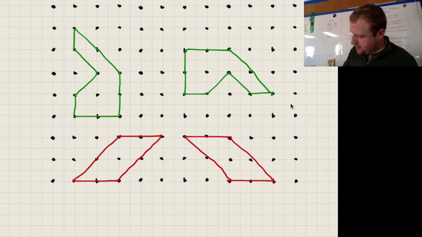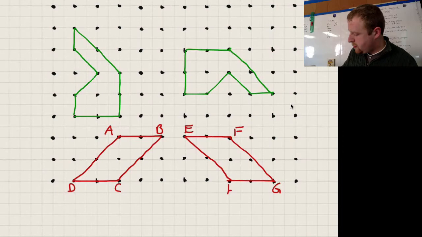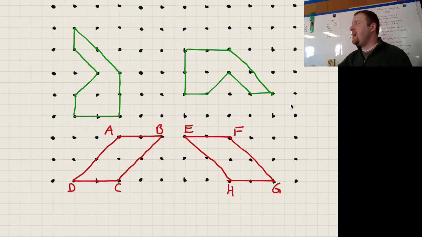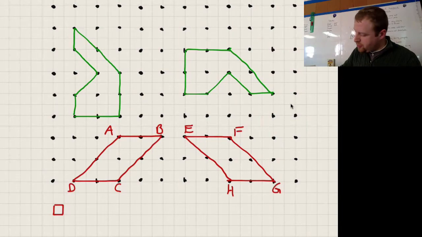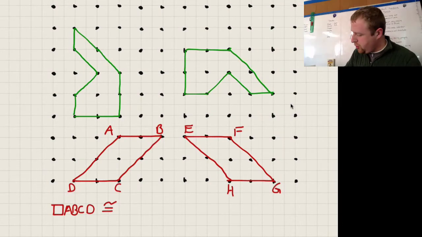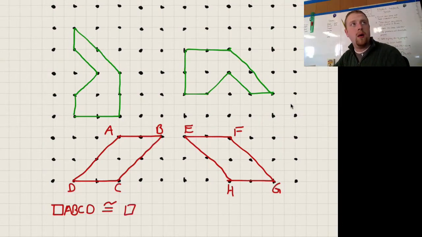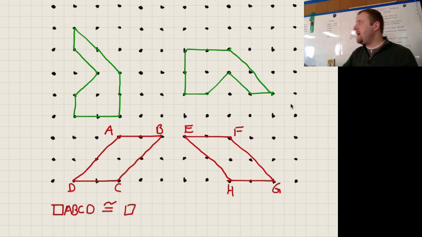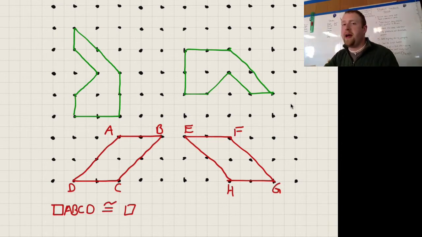I'm going to name these A, B, C, D. I'm going to name the next one E, F, G, H. Right now, at your tables, I want you to go ahead and finish this statement. Quadrilateral A, B, C, D is congruent to quadrilateral. Take a couple moments with the people next to you and see if you can figure it out. I'll give you 30 seconds.